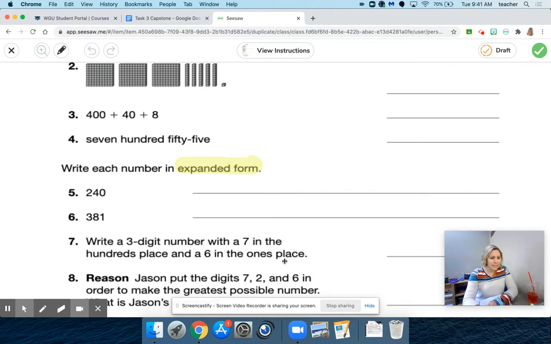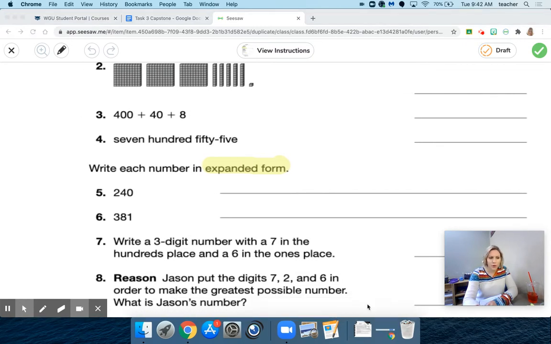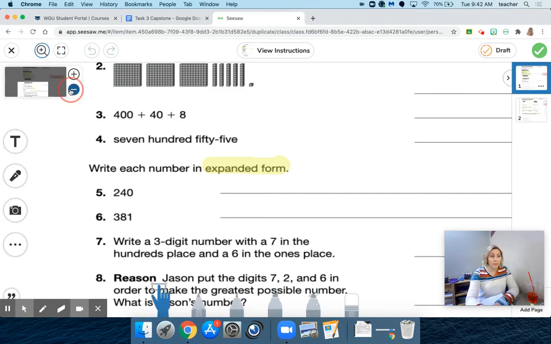On number 8, Jason puts the digits 7, 2, and 6 in order to make the greatest possible number. What is Jason's number? So think about how you can use those 3 numbers to make the biggest number possible. What order could you put them in? So that is what you are doing on your own today.